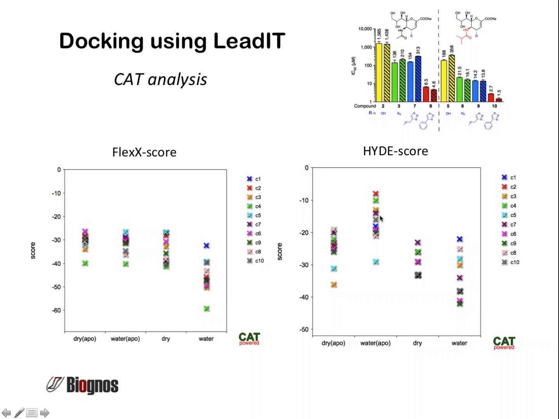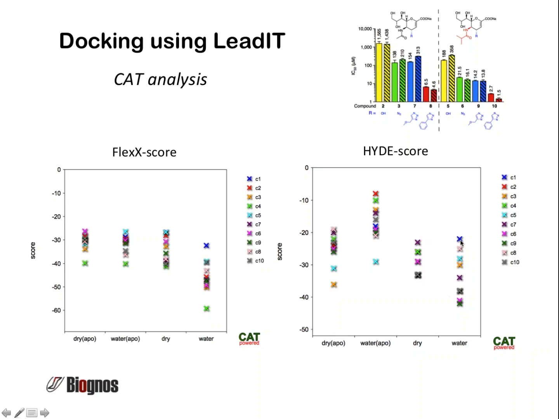When all the poses are then rescored with HYDE, which is the HYDE scorer, an extra piece of software in the LeadIT package, you can see first of all a little bit more diversity in the scores, so they're not all clustered together. And particularly in the water case, there is now excellent agreement with the ranking order. Not every compound is perfect in the ranking, but overall it's a clear sign that the ranking has improved.